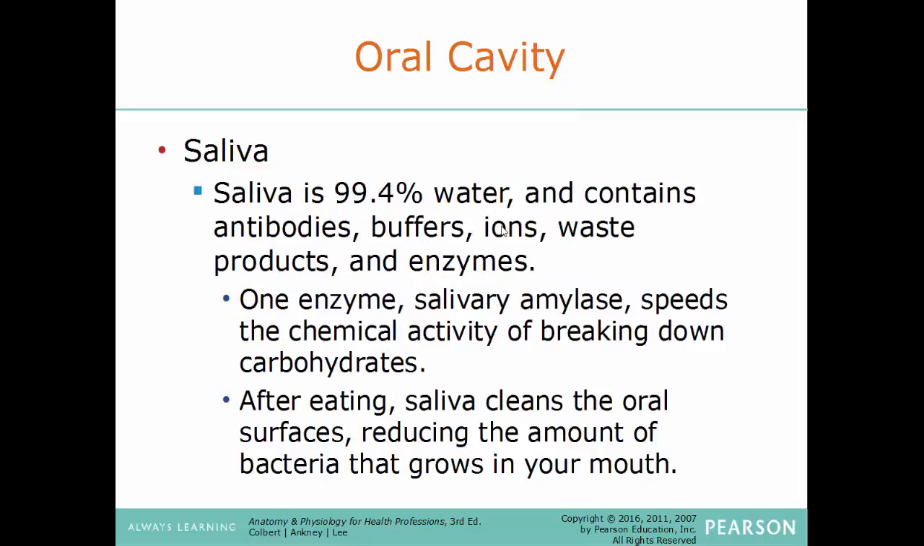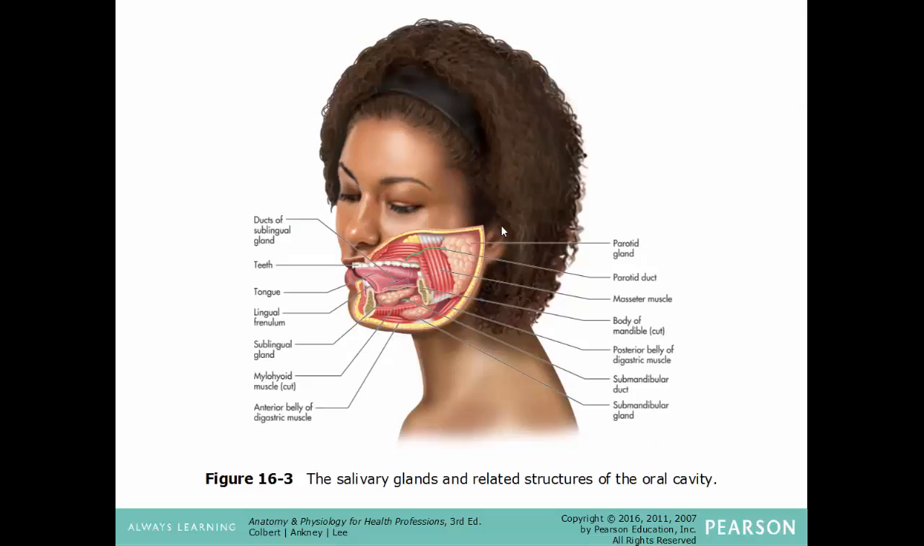Now saliva is 99.4% water, but also within saliva you'll find antibodies and buffers and ions and waste products and also enzymes. Now one enzyme, salivary amylase, speeds the chemical activity of breaking down carbohydrates. And then after eating, the saliva will cleanse the oral surfaces, reducing the amount of bacteria that can grow in your mouth. Here's an image of the locations of the salivary glands within the oral cavity.